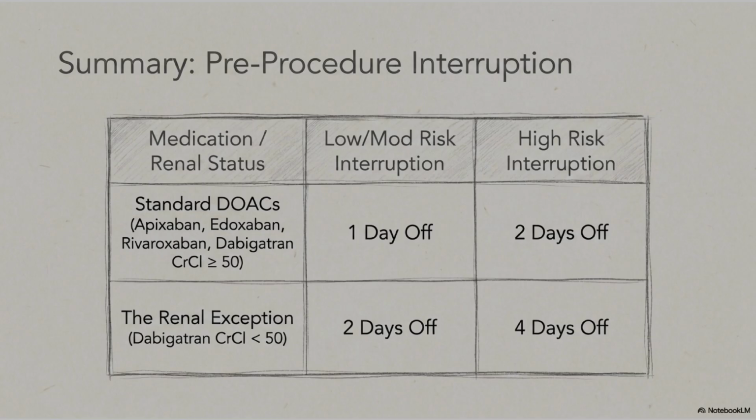So let me summarize pre-procedure interruption. Low to moderate risk interruption for standard DOACs, which includes apixaban, edoxaban, rivaroxaban, and dabigatran, with a creatinine clearance of more than 50: for low risk, moderate risk, 1 day off; high risk, 2 days off.